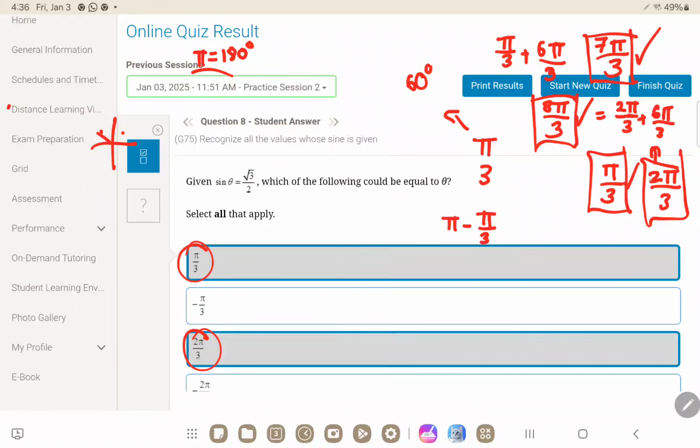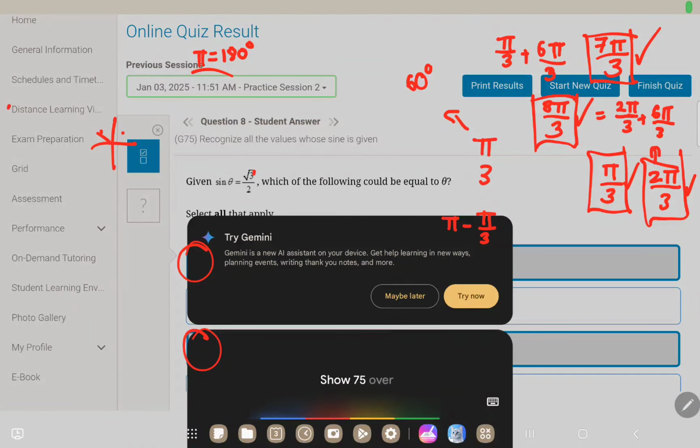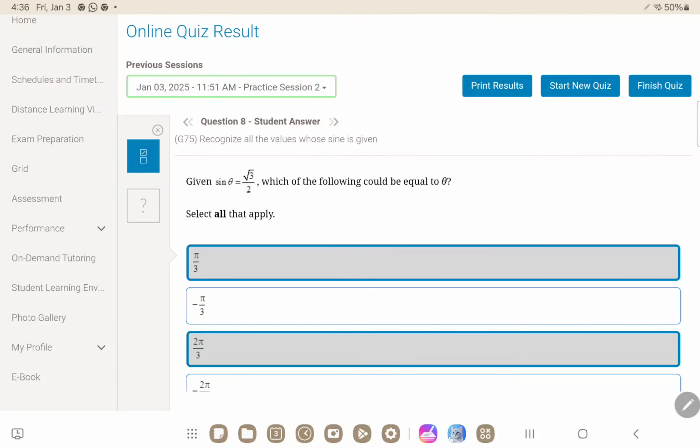This is correct, this is correct, this is correct, this is correct. The sine is a periodic function, by the way, so it doesn't matter how much you add here. It could be 2 pi or 3 pi, and they're all going to give you the same, but here they only wanted 2 pi.